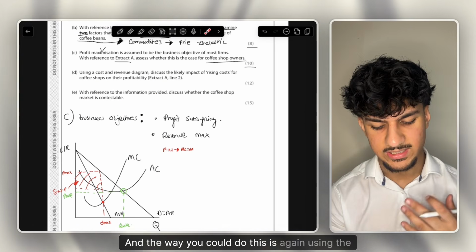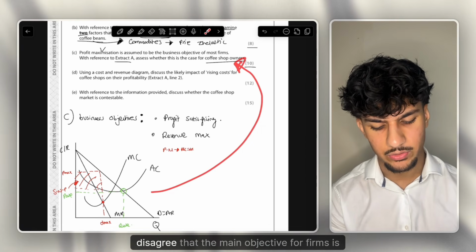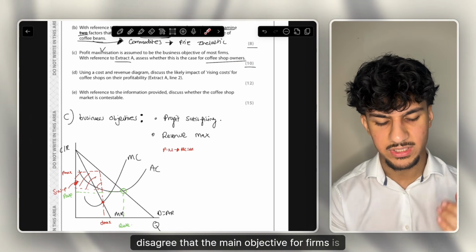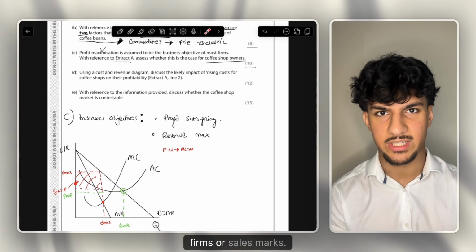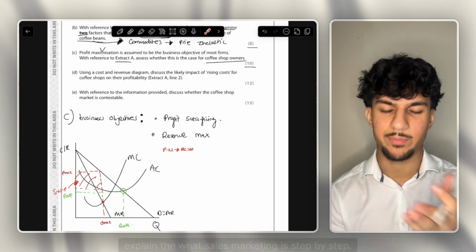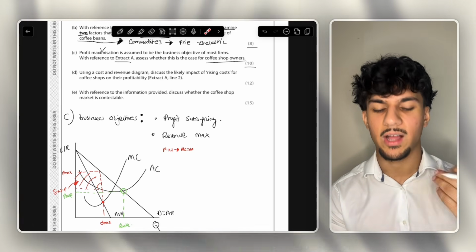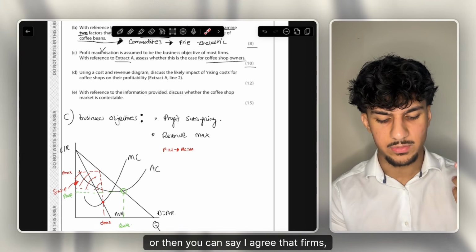And the way you could do this is, again, using the application we picked up. First paragraph, you could disagree with this statement. You could say, I disagree that the main objective for firms is profit maximizing, as in the short run, to boost market share, firms will sales max. And then just, of course, include the diagram, use it in your chain of analysis, explain what sales maxing is step by step.